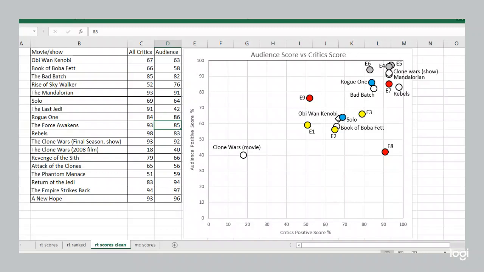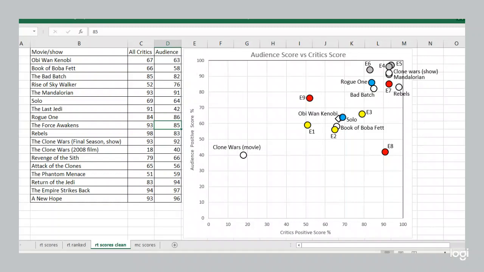Now that's an interesting comparison because Obi-Wan Kenobi and Solo are both post-Disney purchase of Star Wars. They both very much play on the nostalgia. They take a main Star Wars character and tell a new story about them. And both of them ended up being considered mediocre on both scales.